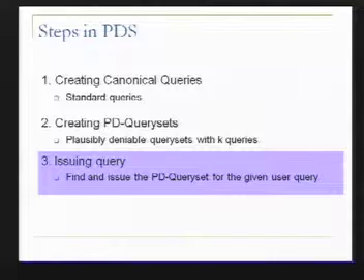Okay, so we know now how to construct a set of canonical queries, and also create this PD-Queryset to be issued to the search engine. So the next question is, as a user, I want to issue a query. Now, in this system, what happens? So this is the third step.